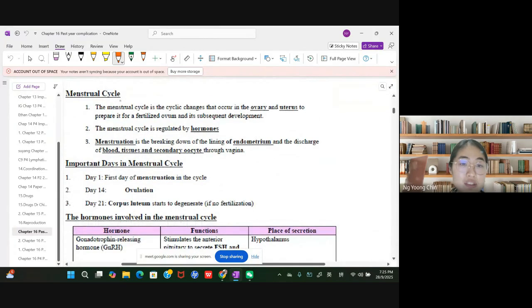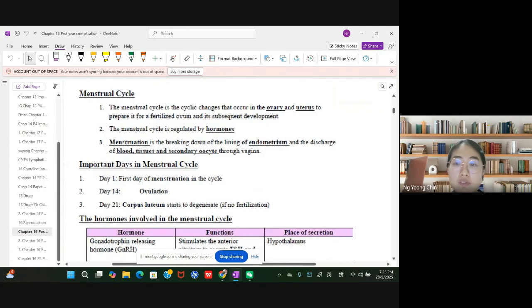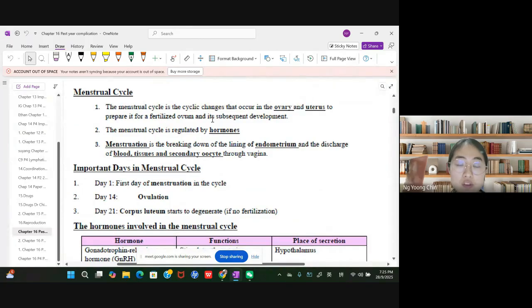Okay, before you read this first slide, you know that the menstrual cycle is a cyclic change that occurs in the ovary and the uterus to prepare it for the fertilized ovum and the subsequent developments. It means the purpose of the menstrual cycle is to produce one ovum, because that ovum can do fertilization later by the sperm, right?